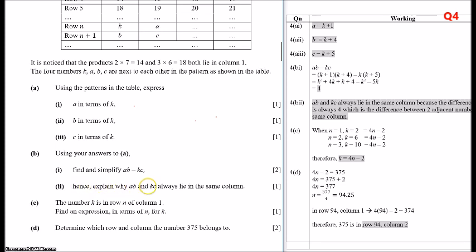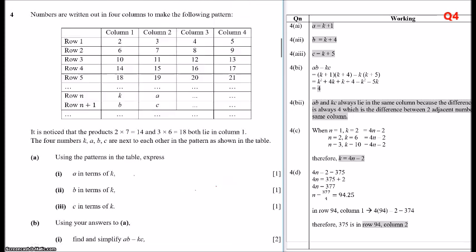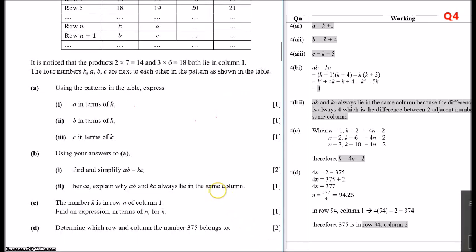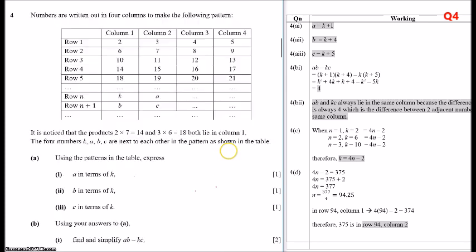Explain why AB and KC always lie in the same column. So the first thing we need to figure out is, what does same column mean? So you see, the keyword is actually here, same column. So let's go up here. If I look at the same column, what is the linkage between the numbers? You see, from 2 to get 6 I plus 4, plus 4, plus 4. Similarly, for this column is also plus 4. In fact, in every column, the numbers will plus 4.